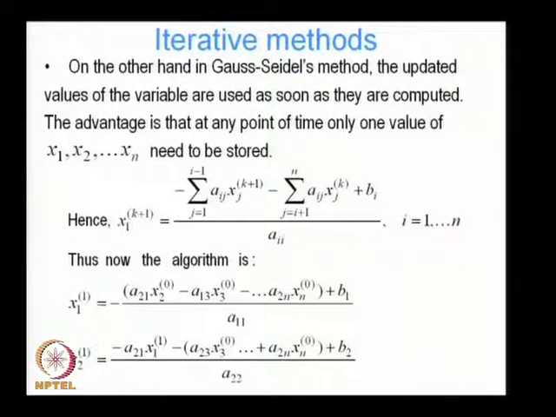The advantage is that in Gauss-Seidel, at any point of time we are storing only one value of these variables x1 through xn. So, either we have x1 0 or we have x1 1. So, we can overwrite that value of x1 0 by the value x1 1 as soon as we compute it, because once we have computed x1 1, we are not going to use x1 0 anymore. In our subsequent computations, we are always going to use x1 1. So, we can overwrite x1 0 by x1 1.